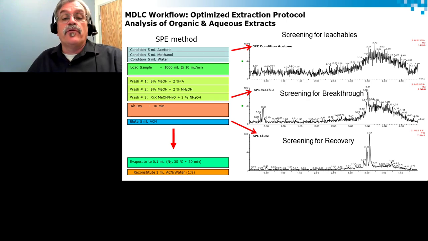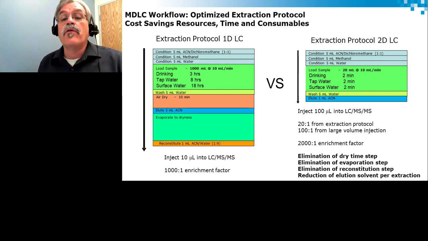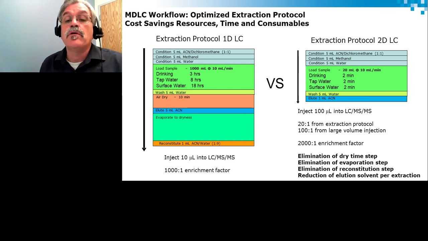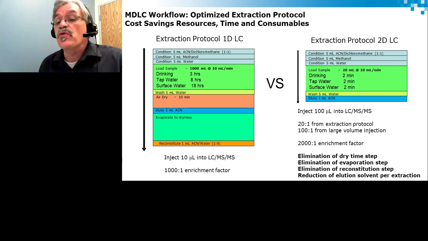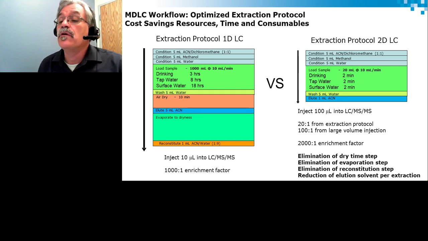Now, after all is done, we can also utilize Multi-D for extreme cost savings in terms of resources, time, and consumables. For example, the protocol on the left is the standard protocol that one would need to use with a 1D method. Now, on a two-column chemistry, or 2D as I call it, one could utilize a drastic aspect for multiple things.